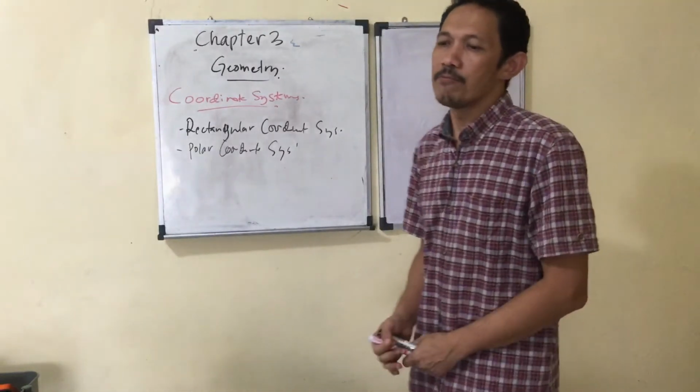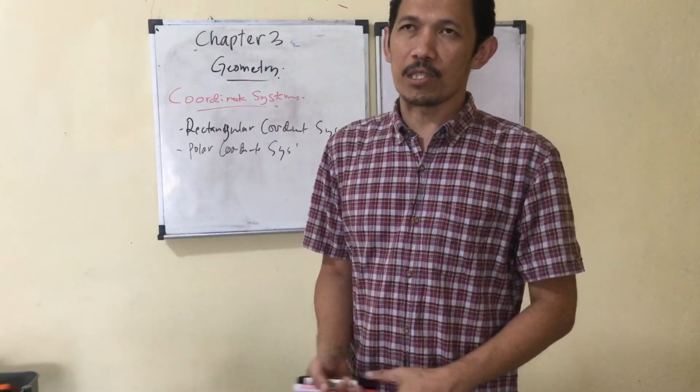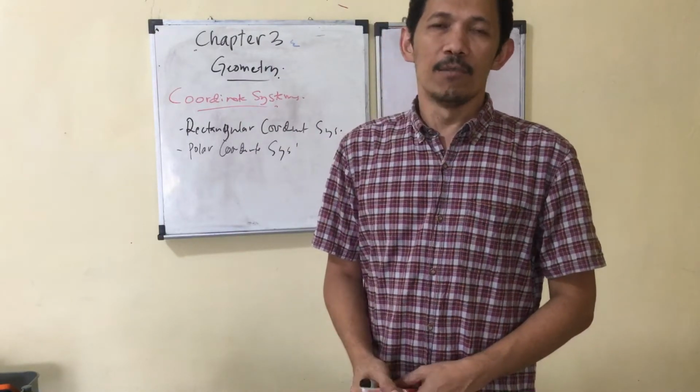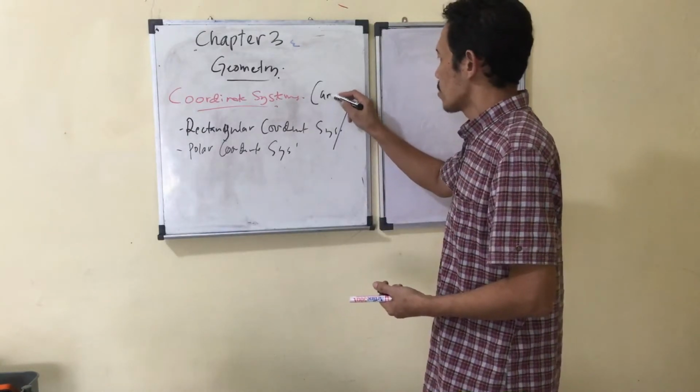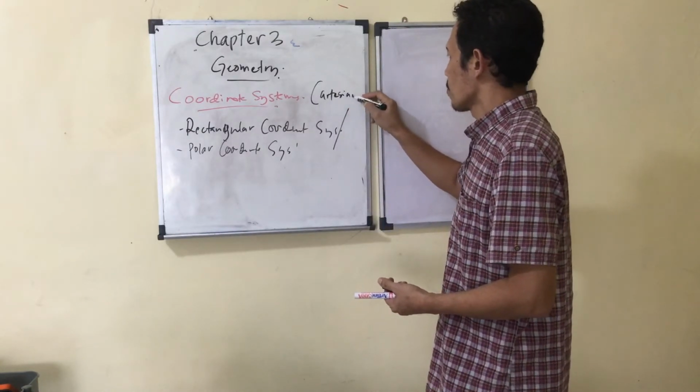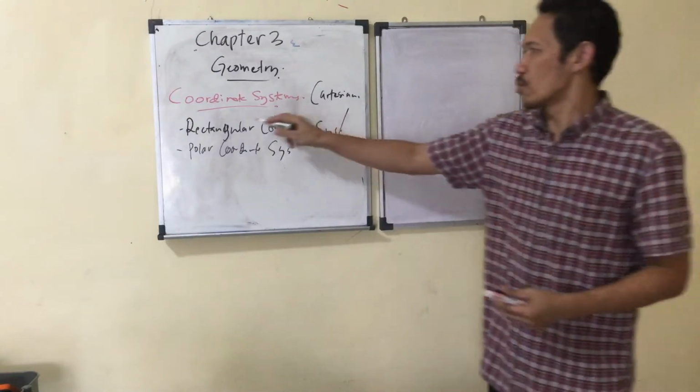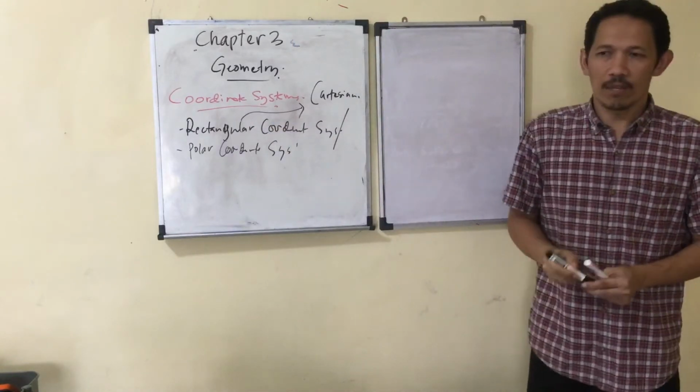I believe that we have already looked at the coordinate system which is rectangular, most probably also known as Cartesian. The Cartesian coordinate system is also known as the rectangular coordinate system.